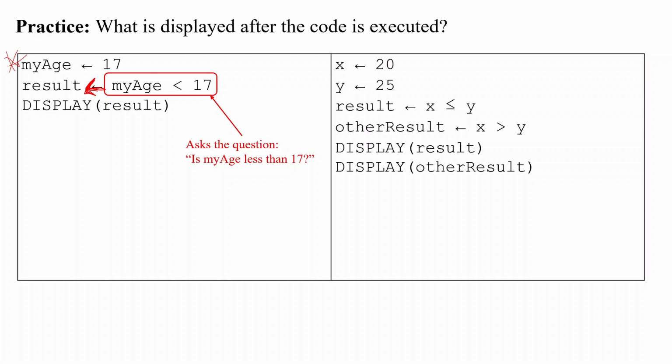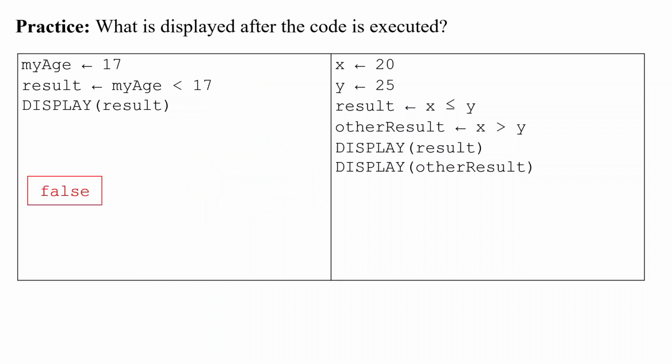So it asks the question, is my age less than 17? Is the value stored in my age less than 17? The answer is false. Right? 17 is not less than 17. They're equal, but they are not less than each other. So 17 less than 17, the answer is false. So that's a Boolean expression that's going to then get stored in the variable result. So when I go down here to my third line of code and I display result, well, the word false got stored into result. So I display result, I am displaying the word false to the screen.